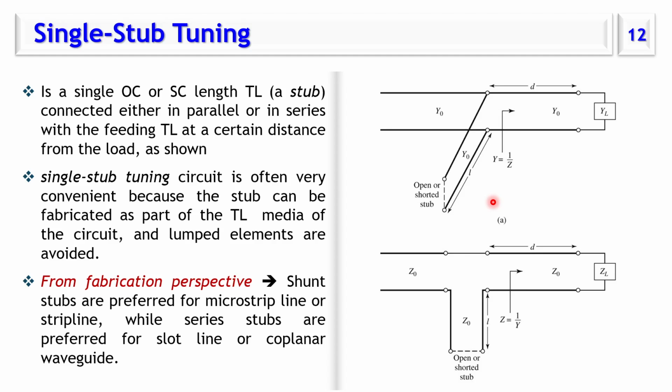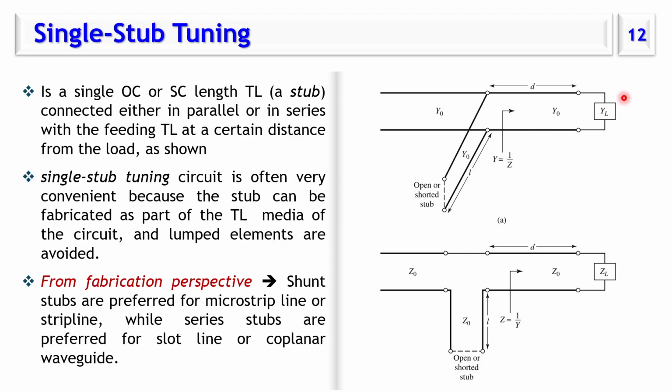In some cases or some real circuits, the shunt would be easier. For some other circuits, the series would be easier. It depends on the kind of transmission line or waveguides that we are dealing with. Again, we're going to use the Smith chart extensively here. The same idea, we are trying to solve a quiz.